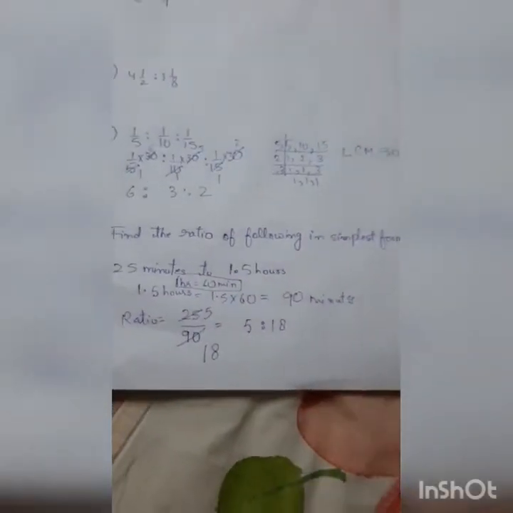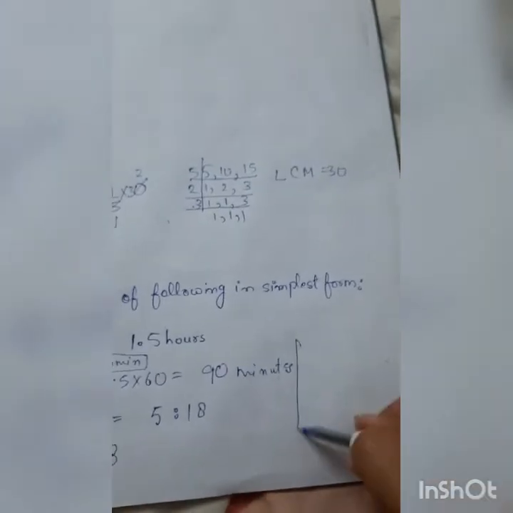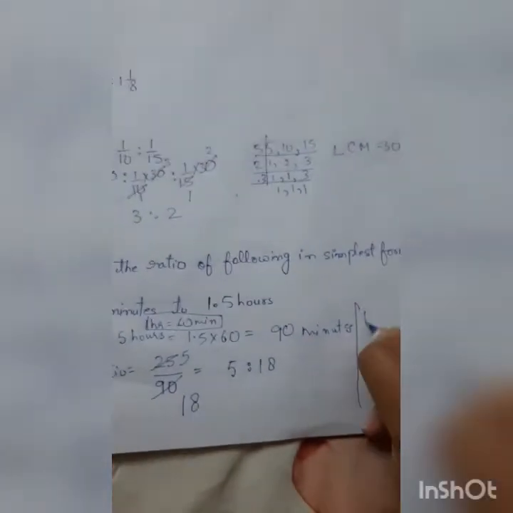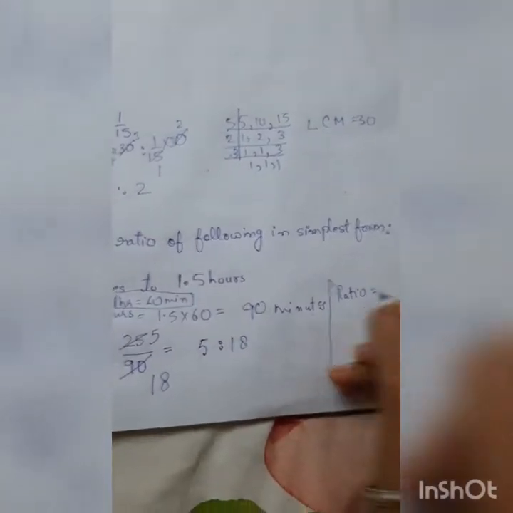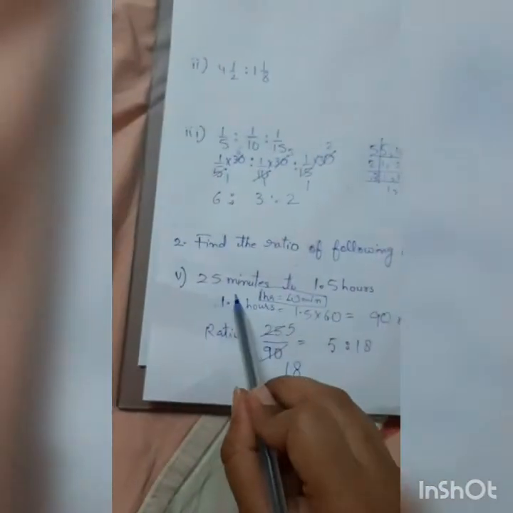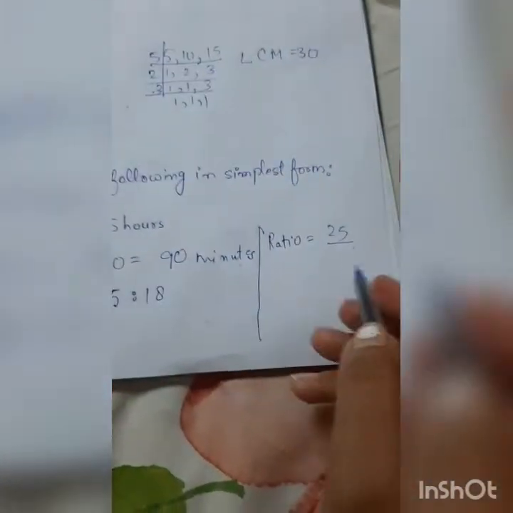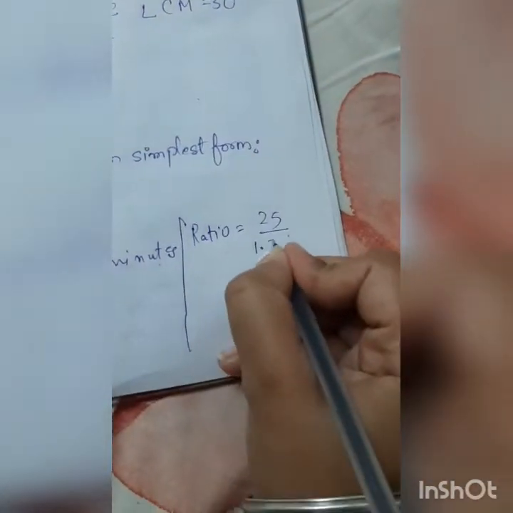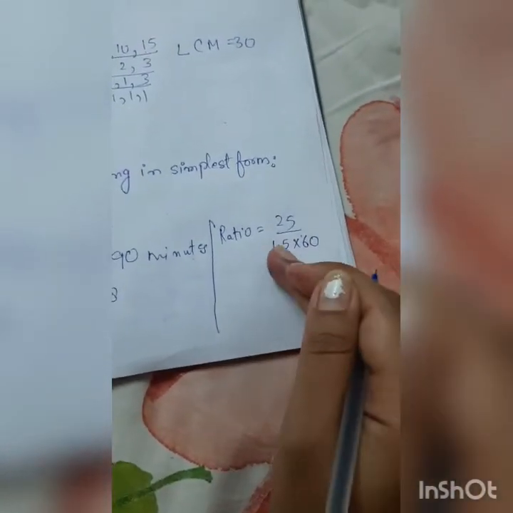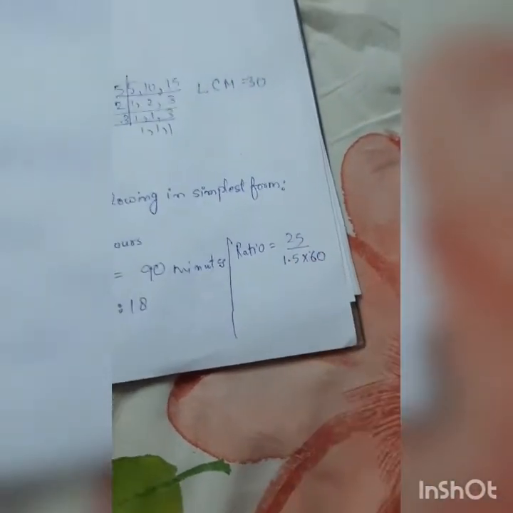If you have a hand on this, if you practice more of it, you will be easily able to do it in future. How? You can simply write ratio is equal to 25 upon, हमने मिनट्स वाला एज इट इज ले लिया 25, आवर्स वाला हमने कैसे लिखा, देखो डिनोमिनेटर में 1.5 नहीं लिखा, 1.5 इंटू 60 लिख दिया. 1.5 इंटू 60 का मीनिंग है कि मैम ने 60 से मल्टीप्लाई करके मिनट्स में चेंज कर दिया है.